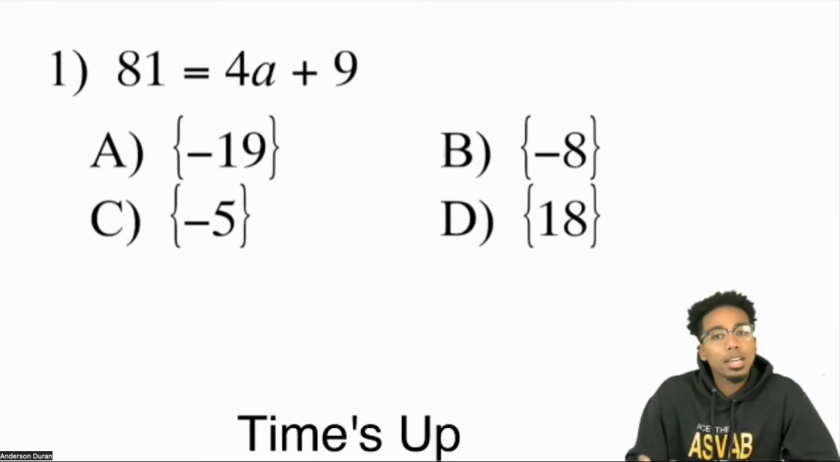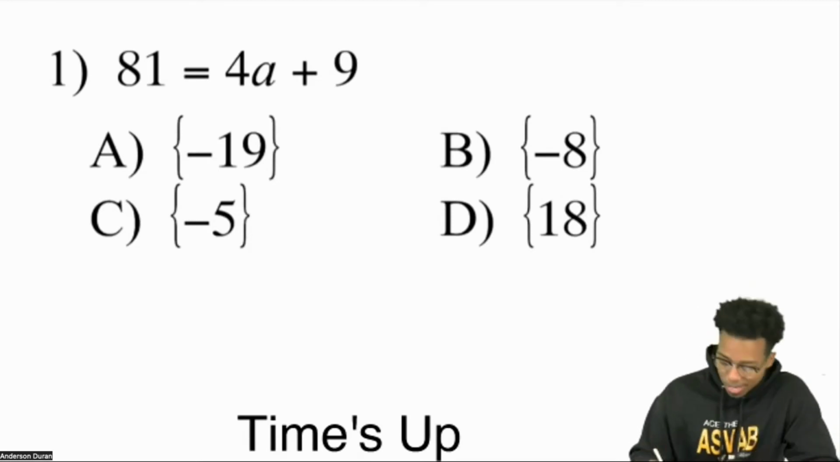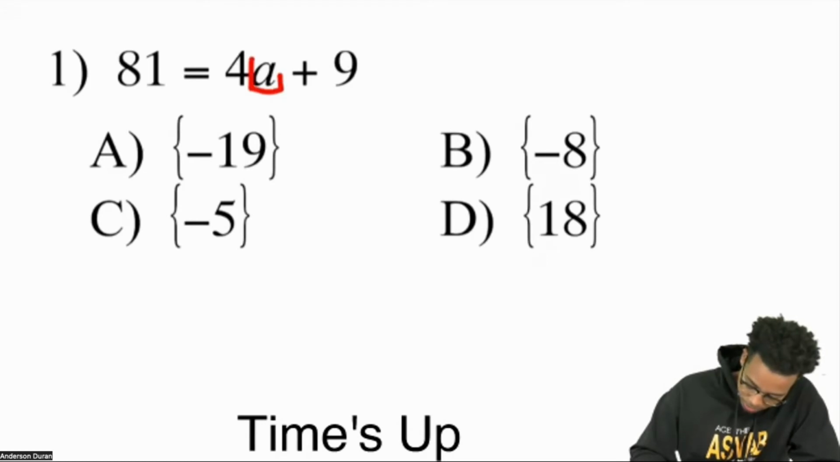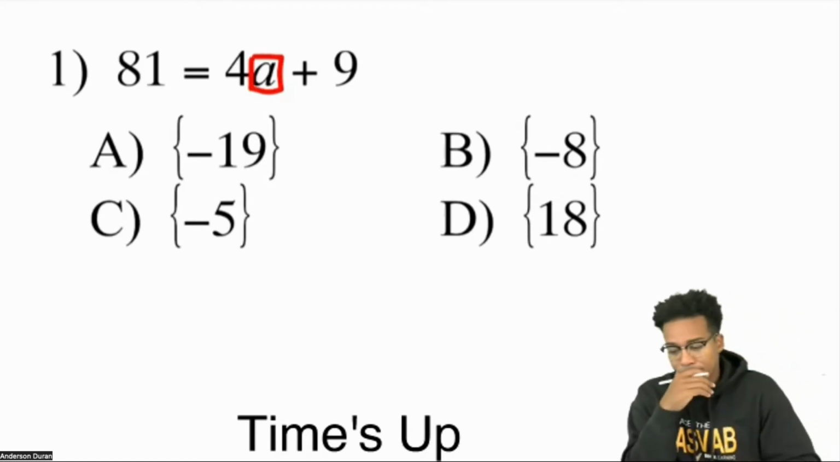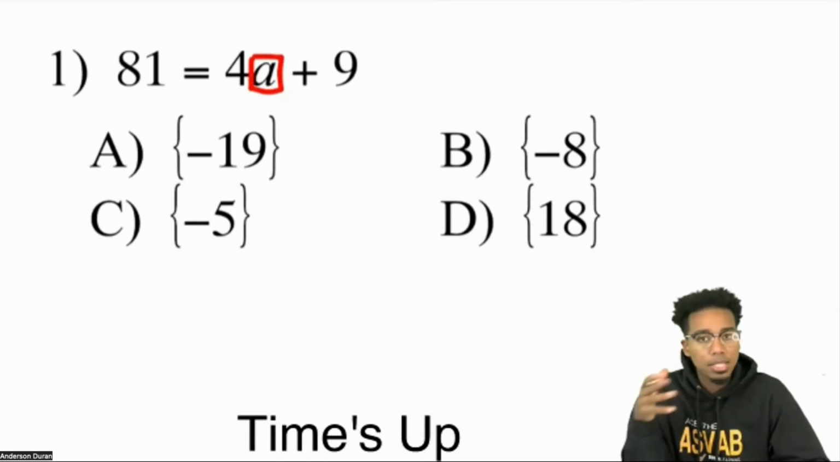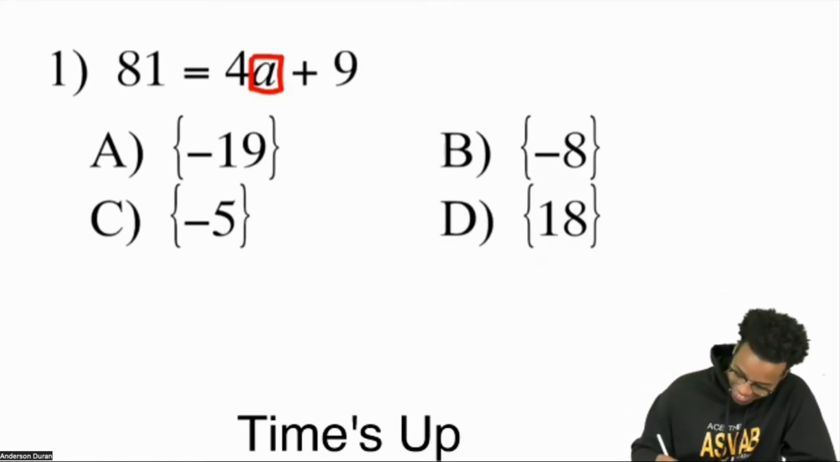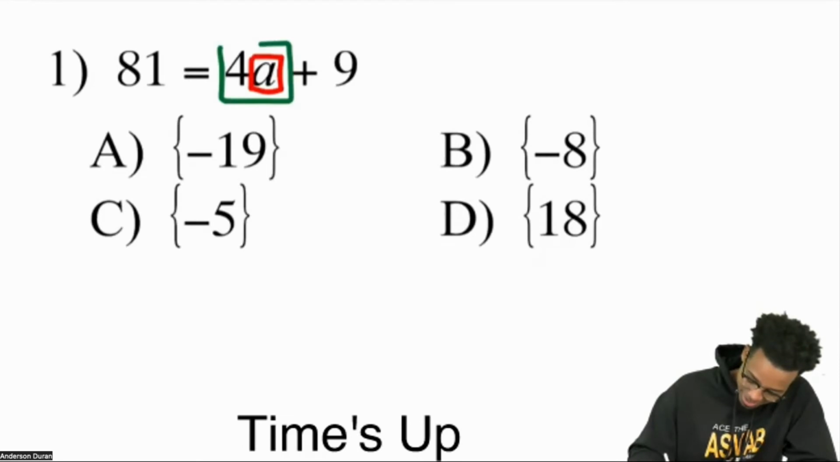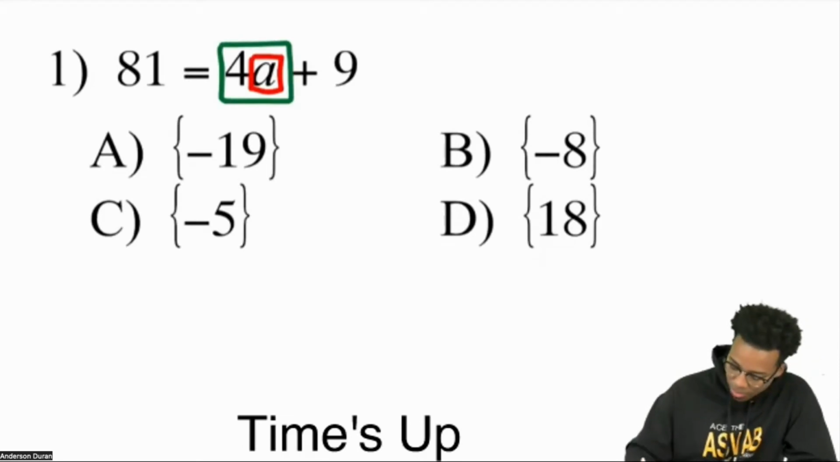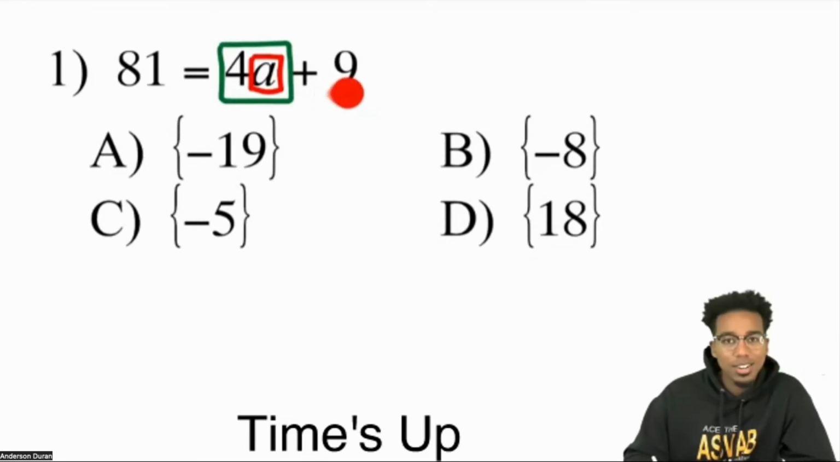All right. So with that, let's take a look at it again. What do we want to get by itself? We want to get the a by itself. What's happening immediately to the a? The 4. And then the last thing that you have is that plus 9. I can get rid of that plus 9.